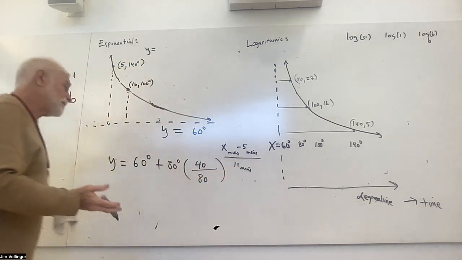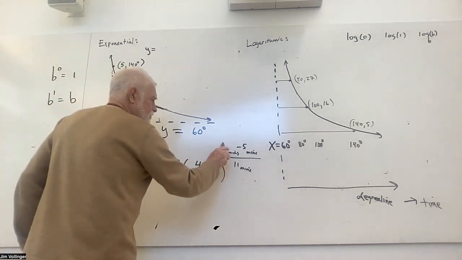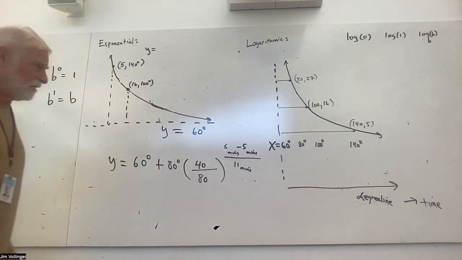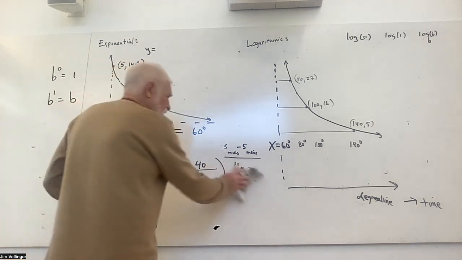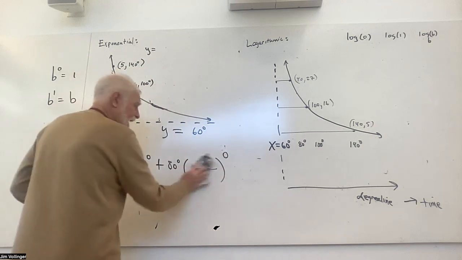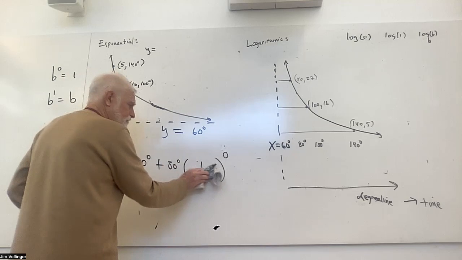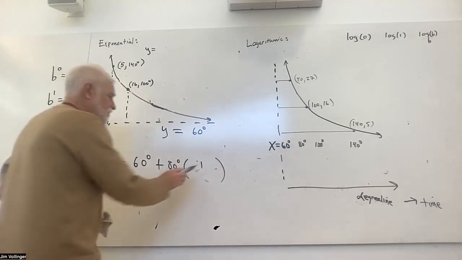Okay, so that's it. Now what happens when I put 5 minutes in here? 5 minutes minus 5 minutes is 0. You divide anything into 0, you get 0. So I get the number 0. Right, so let's actually put a 0 here. 40 divided by 8 is just a half. Well, 1/2 to the 0 is 1. I get a jump to 80 plus 60, which is 140. Let's go back.